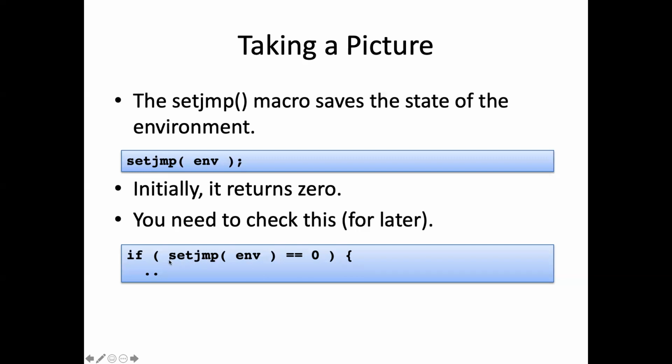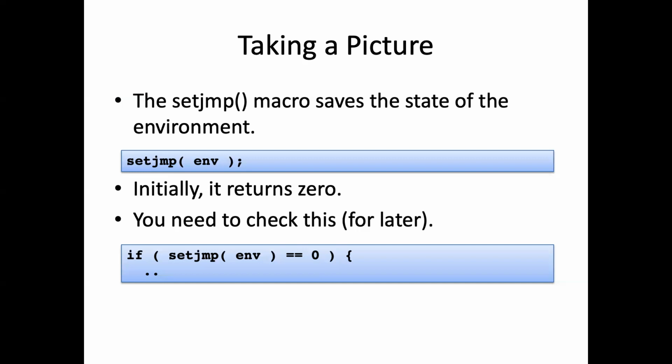In fact, it's going to look like you just finished a call to jump buff, except instead of returning 0, it's going to return a different value. So the return value from jump buff is your way of telling, was I just taking a picture of where I am on the stack, or did something go wrong and I jumped back to this line of code? So a return of 0 means you were just taking a picture of where you are on the stack.